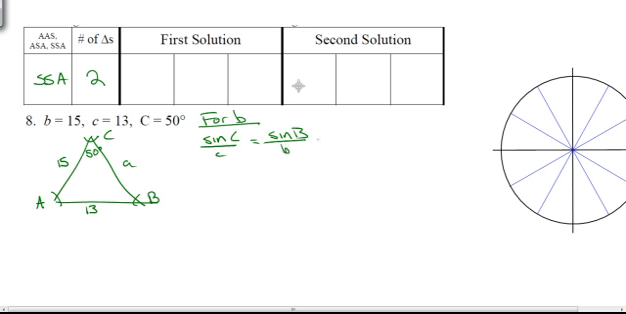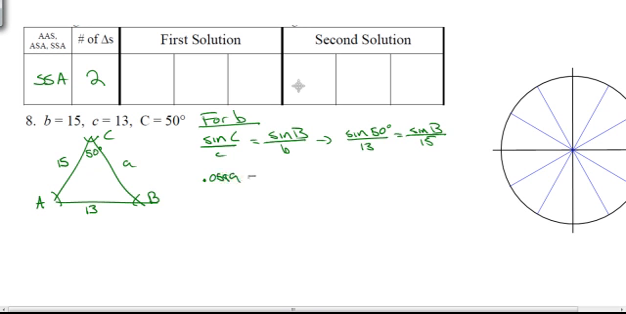Now I'm going to go ahead and fill in my information. I know that sine of 50 degrees for angle C over 13 is also equivalent to the ratio of sine of angle B over 15. So I'm going to go ahead and figure out what my sine of 50 over 13 equals real quick. That gives me 0.0589 if I'm rounding it.